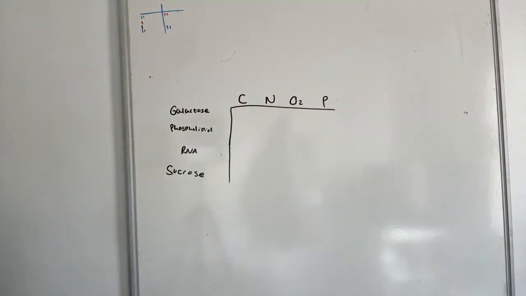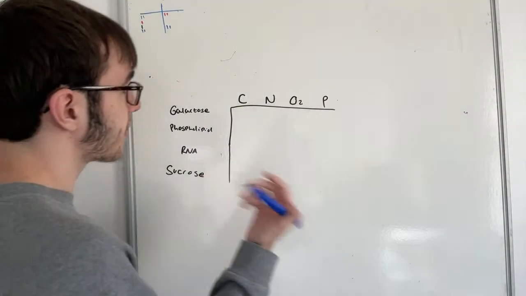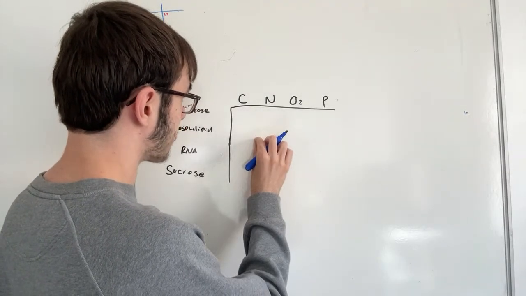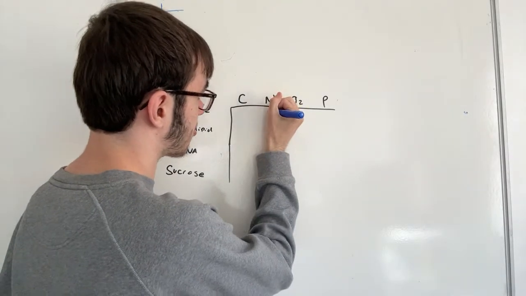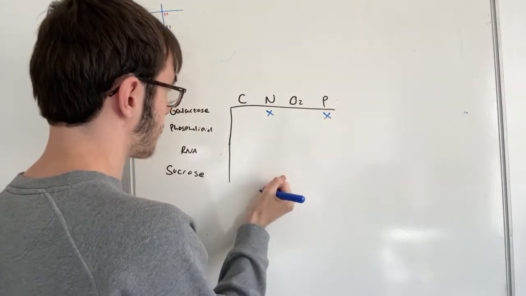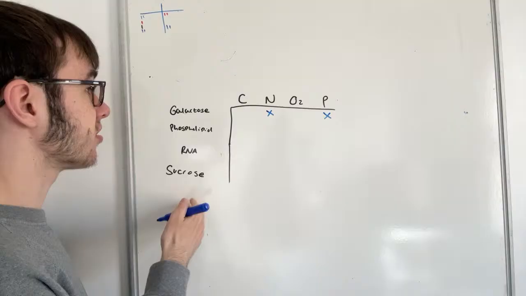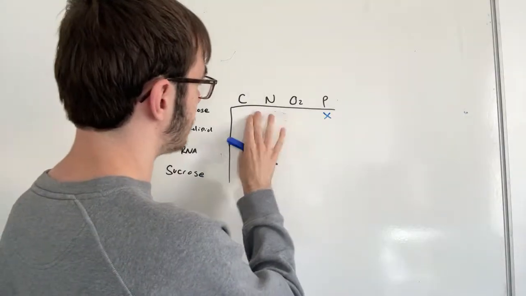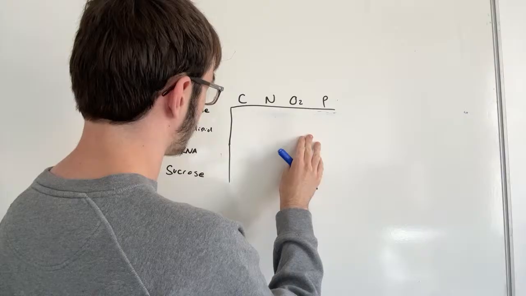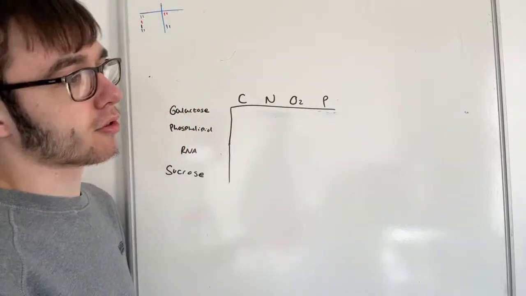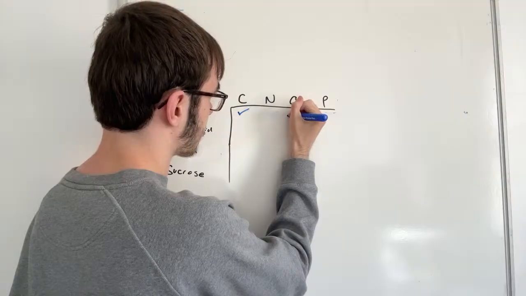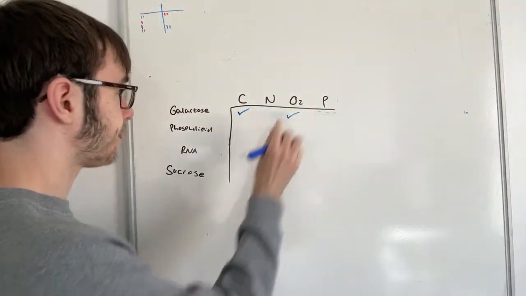So which elements are found? Okay, well let's break this down slowly. Galactose is not going to contain nitrogen, no phosphorus. Because it is literally just a monosaccharide. Galactose plus glucose is lactose. It's a monosaccharide. So it's going to contain carbon and oxygen.